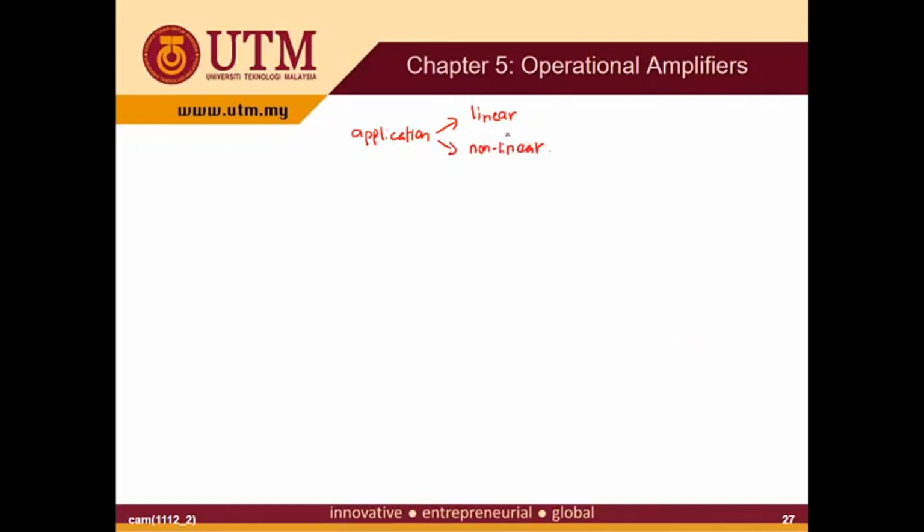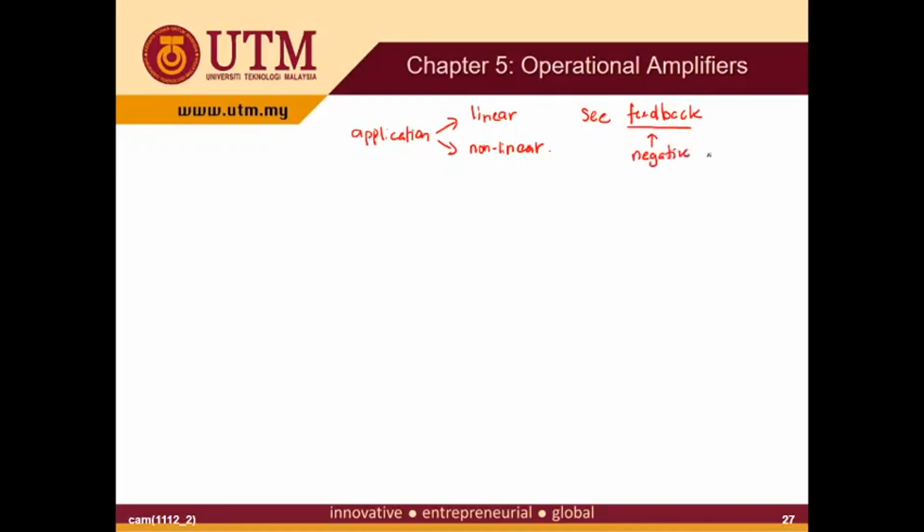Examples of applications that work in the linear operating region are the inverting amplifier, the non-inverting amplifier, and the summing and subtractor. So how can we differentiate between linear and non-linear circuit applications if we are given an op-amp circuit? One way is by looking at the feedback. For the linear operating region, the feedback is usually a negative feedback.